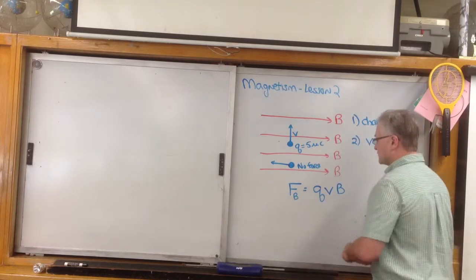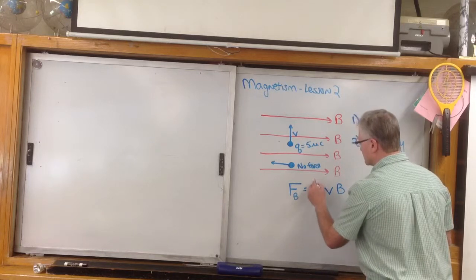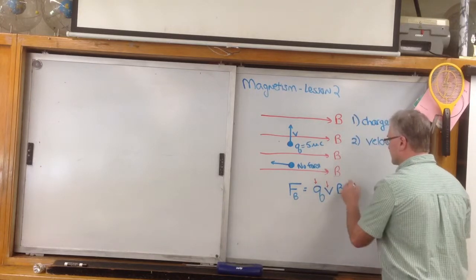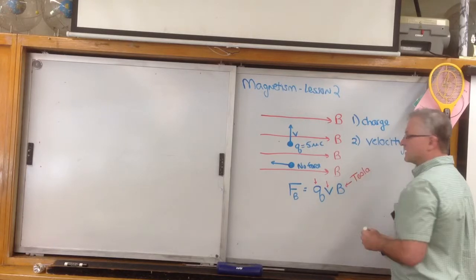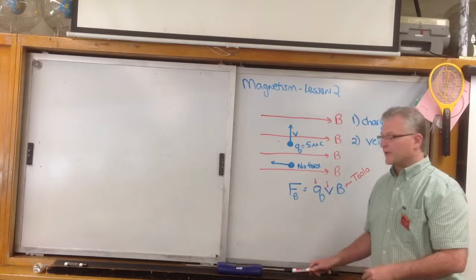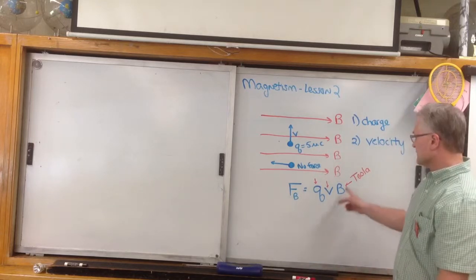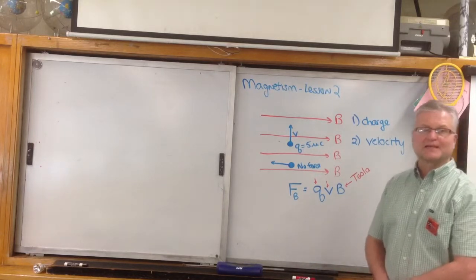The units, of course, for charge are in coulombs. Velocity is meters per second. And B is measured in Tesla. All right, after Nikola Tesla, the famous Serbian physicist. So B is measured in Teslas.